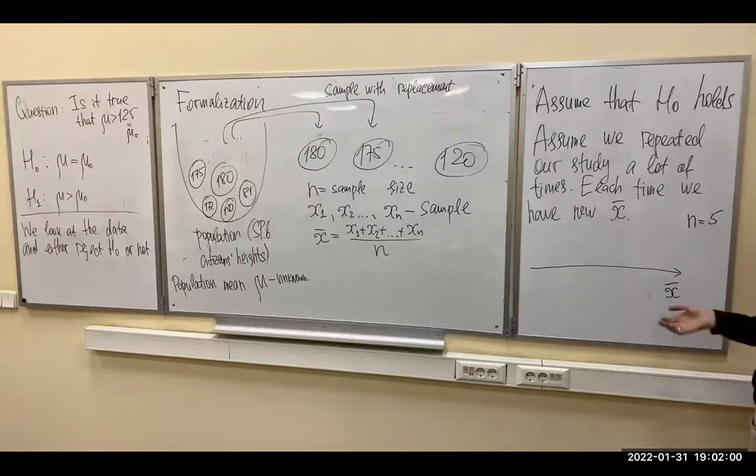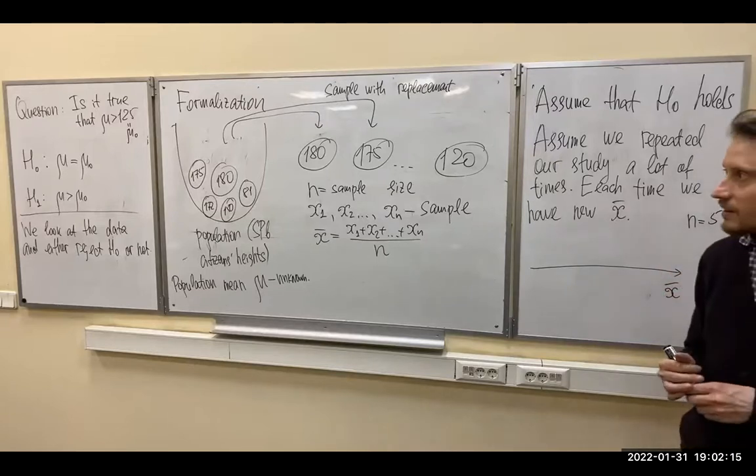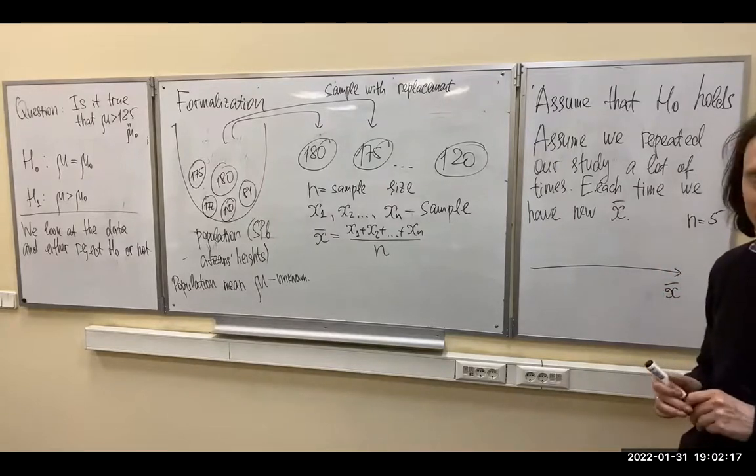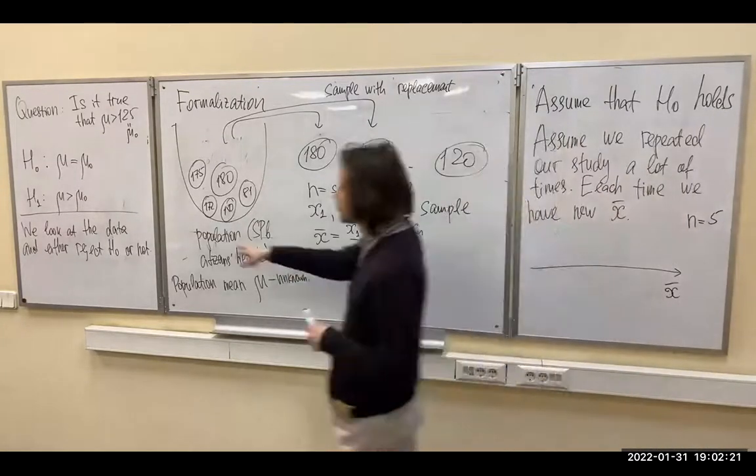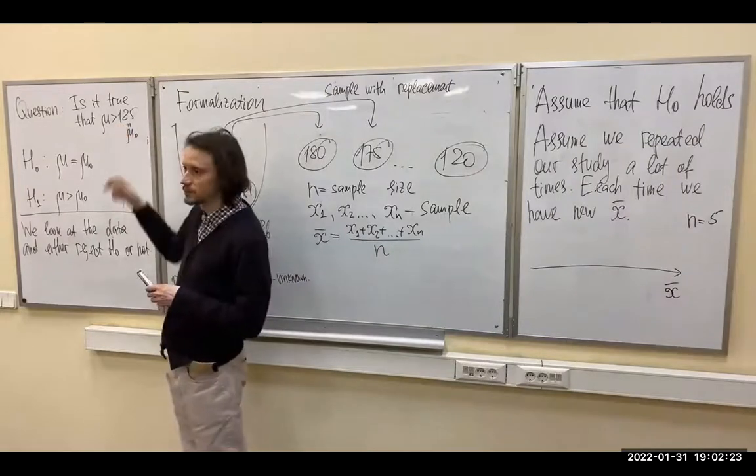So, is it possible to obtain X bar that is equal to negative 3? No. Which values do you expect to obtain here? Close to the average in Moscow. Yes, close to the average in Moscow. So close to this mu naught, close to this 125.